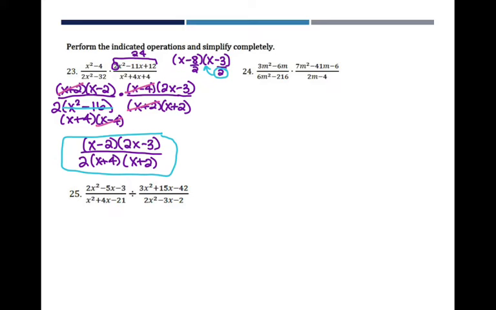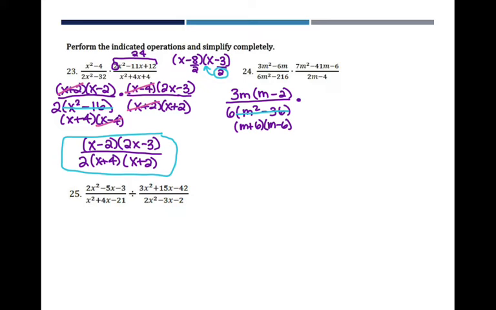In my first numerator, I notice that there is a 3 and an m in common. So I'm going to start by factoring out a 3m. That leaves me with m minus 2. In this denominator, I notice that 216 is divisible by 6. So I'm going to factor out the 6, and that leaves me with m squared minus 36, which once again can be factored further. So I'm going to go ahead and cross this off. That factors to m plus 6 and m minus 6.